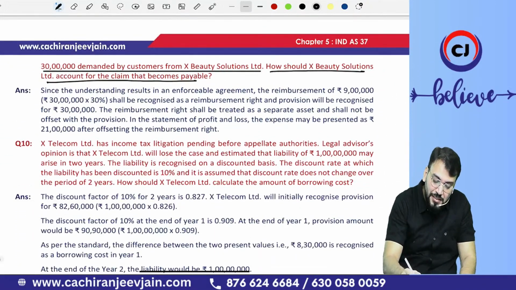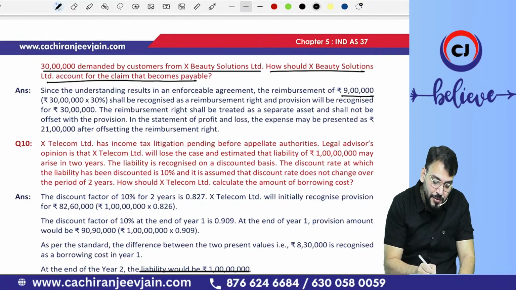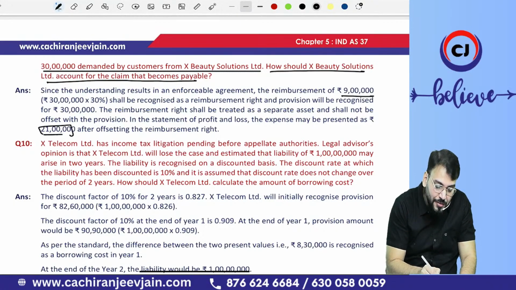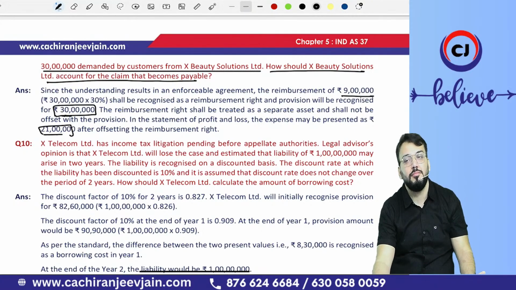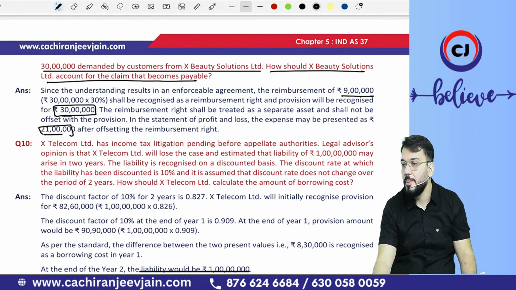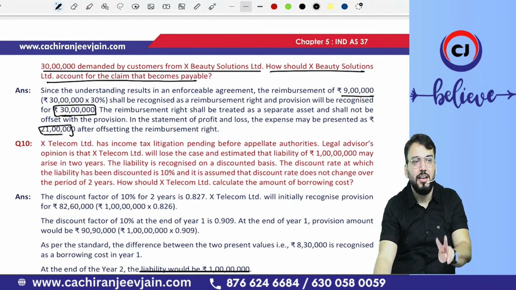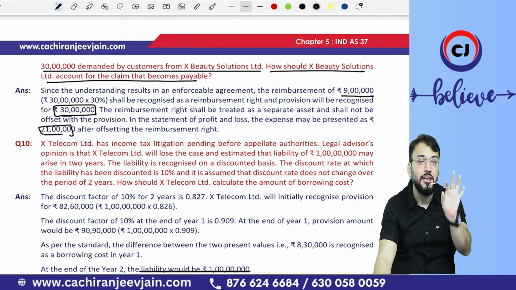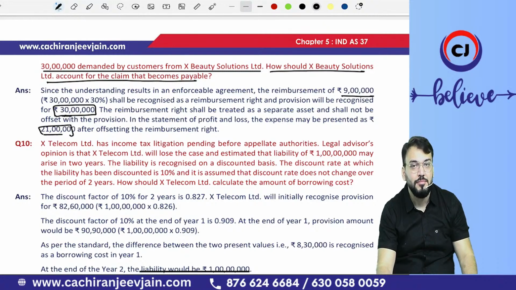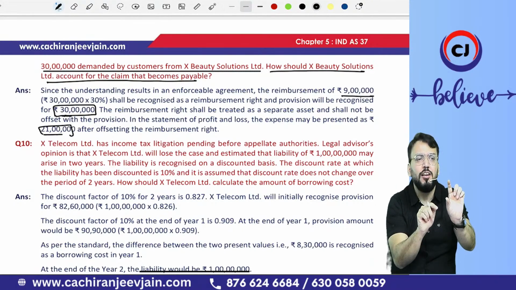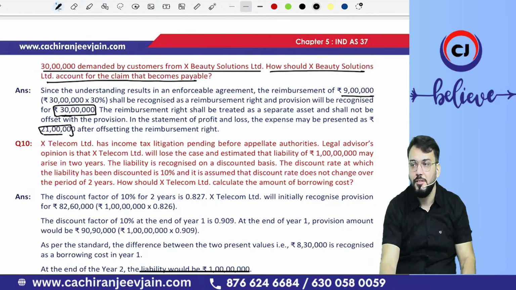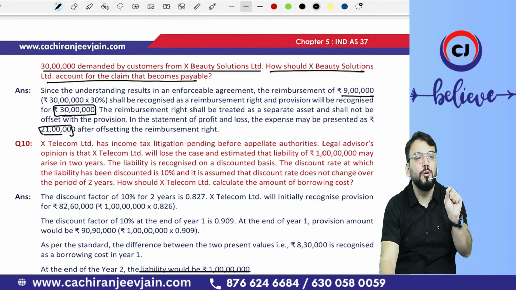Check. 9 lakh will be the reimbursement asset. In SOPL 21 lakh, and a separate provision will be how much? 30 lakh. That is given. This is a 2 marks MCQ question. Now all these questions can be asked in MCQ format. They will give this case study and write down what will be the amount of expense in SOPL.